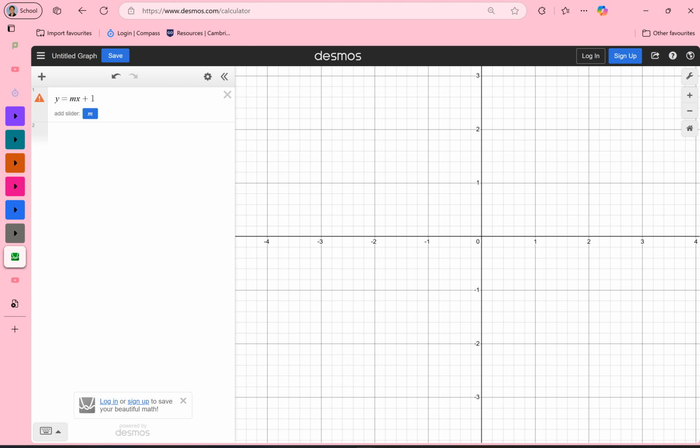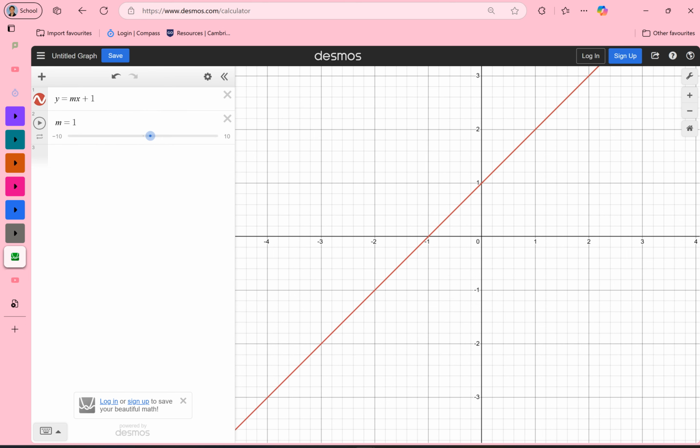But notice it says here add slider. Why is it add slider? Because we don't know what m is. There's an infinite amount of possibilities of what m could be. So that's why they say, well, let's add a slider and let's see, what if m was 1? What if m was 2? What if m was 3? What would it look like? And that's called family of curves, or family of straight lines.